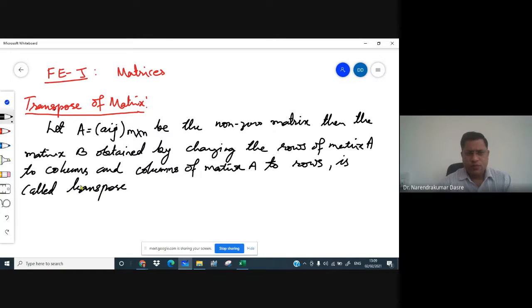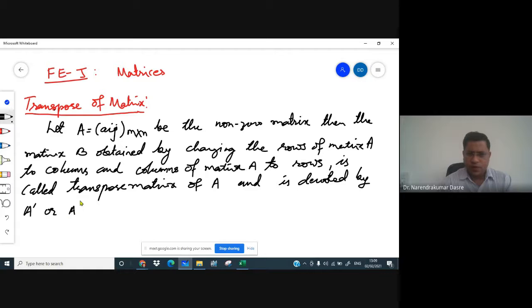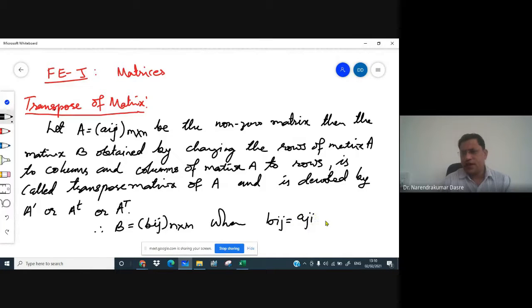the transpose matrix of A and is denoted by A dash or A transpose or A superscript T. So these are the three different notations for the same thing. Okay, so we can have B equal to Bij. This is an N cross M matrix where Bij is equal to Aji.